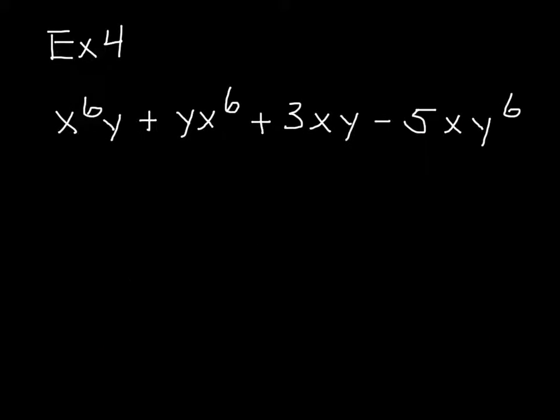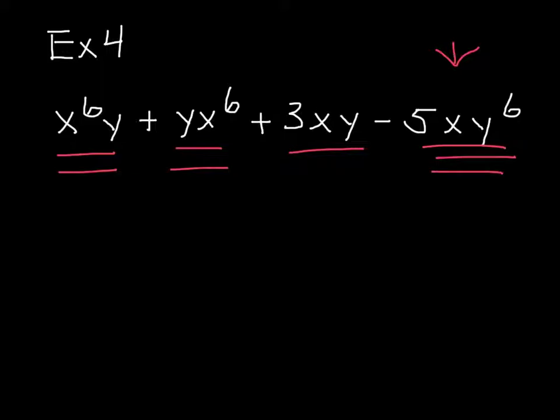Alright, last example is example 4, and the same thing. We're going to simplify this expression. Now again, we're adding and subtracting terms. Are any of these like terms? So I have an x to the 6y. This is an x to the 6y. Is the last one an x to the 6y? No, it's x y to the 6. So the first two are like terms because in both of them, x is being taken to the 6th power and then y. Now I have just an xy, and then finally, I have an x y to the 6. So I actually have 3 different types of terms.